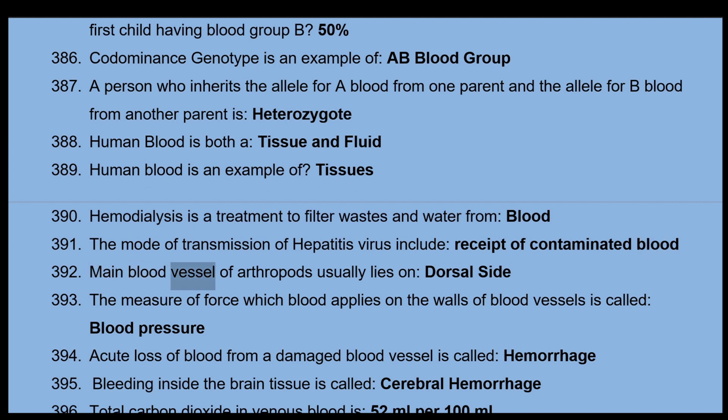Main blood vessel of arthropods usually lies on dorsal side. The measure of force which blood applies on the walls of blood vessels is called blood pressure. Acute loss of blood from a damaged blood vessel is called hemorrhage. Bleeding inside the brain tissue is called cerebral hemorrhage.